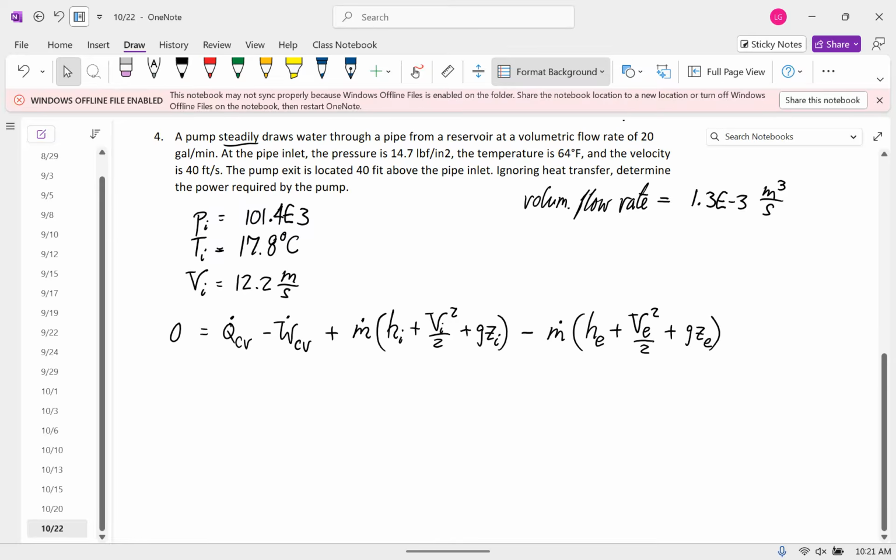Since this is liquid water, we can assume that the density is 1,000 kilograms per cubic meter. You also could look up the specific volume at those conditions. That's kind of what I did. I got roughly 998. Yeah, that's fine. It's basically the same kilograms per cubic meter. Right.